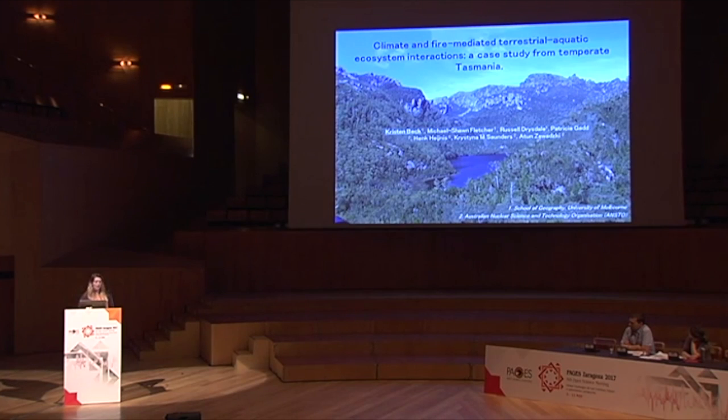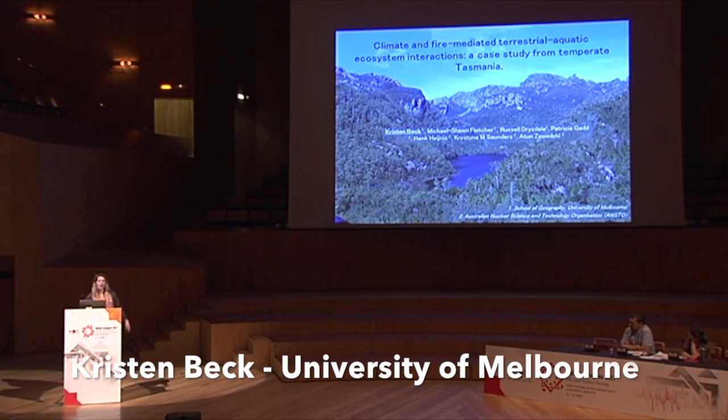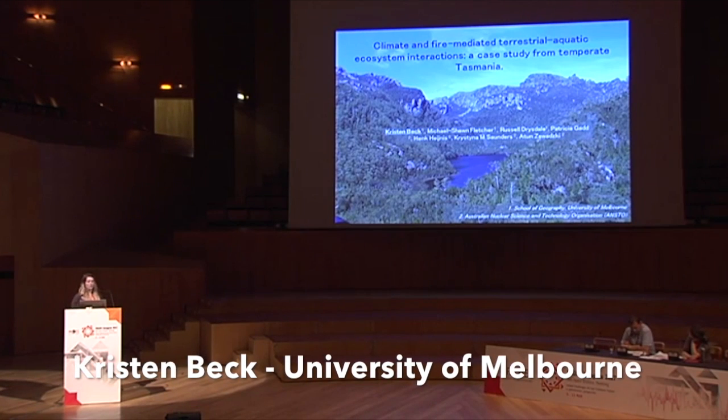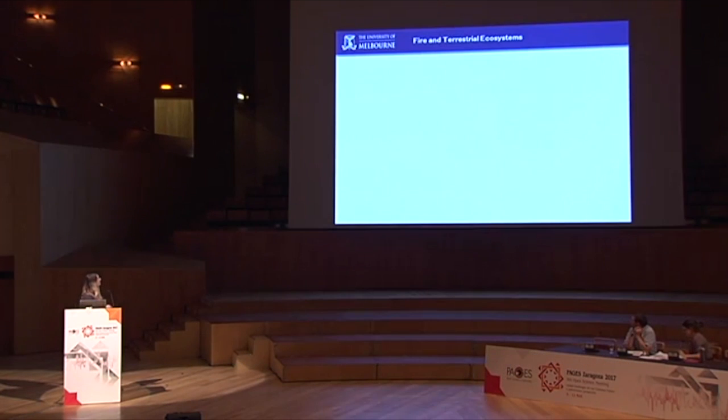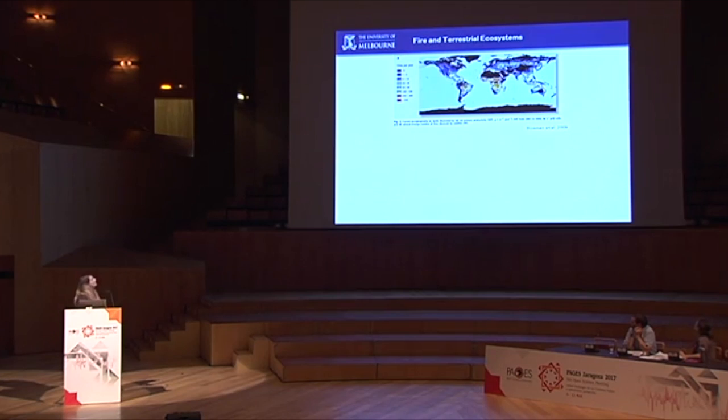Today I'd like to speak to you about a portion of my research on climate and fire-mediated terrestrial aquatic ecosystem interactions. So fire is a very important agent for landscape change worldwide, and here is a map demonstrating the occurrence of fire per year. And as you can see, Australia has many fires per year, and this is very important to the landscape, as John so nicely pointed out, the importance of hydroclimate in this region.